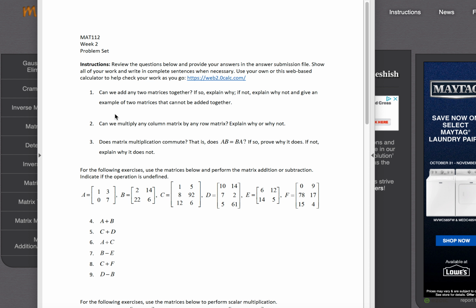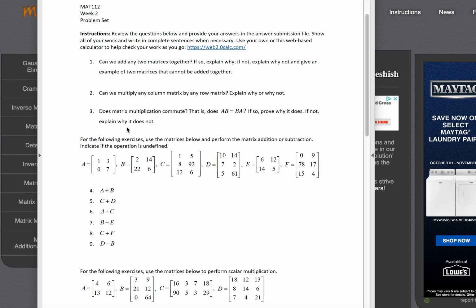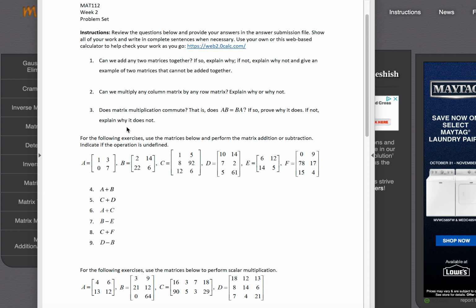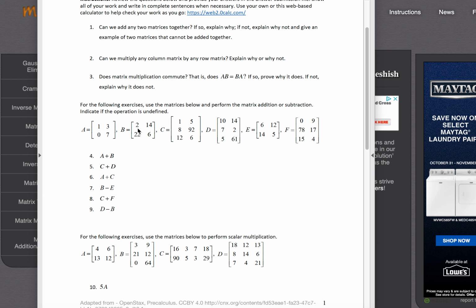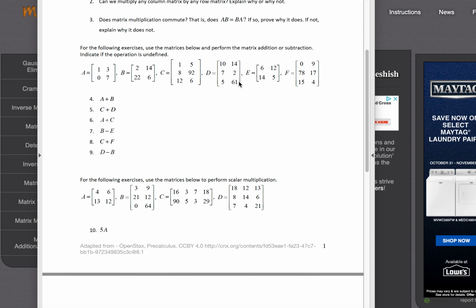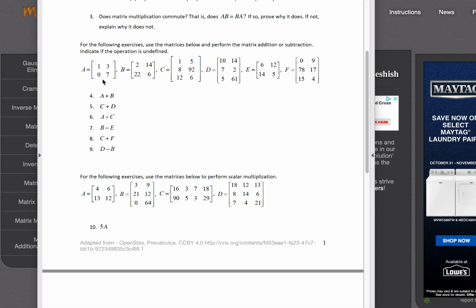So you want to complete the reading in the textbook and think about, can we add any two matrices together? What would be a case where you couldn't if that's the case? Can you multiply it together? What would be a case where you couldn't? And then asking, does multiplication commute? So you would pick two matrices, A and B, multiply them this way, then multiply them this way to see if it's true.